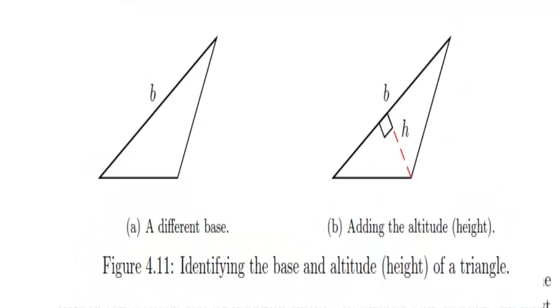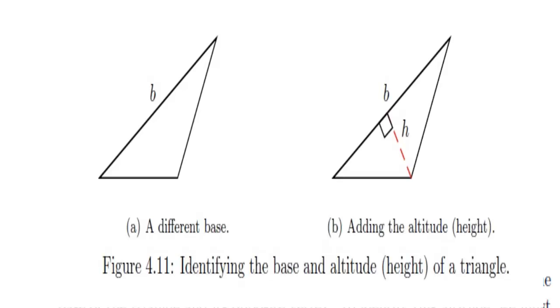But we can go further. Any of the 3 sides of the triangle may be designated as the base of the triangle. Suppose, as shown in figure 4.11a, we identify a different side as the base, with length denoted by the variable b. The altitude to this new base will be a segment from the opposite vertex, perpendicular to the base. Its length in figure 4.11b is denoted by h.